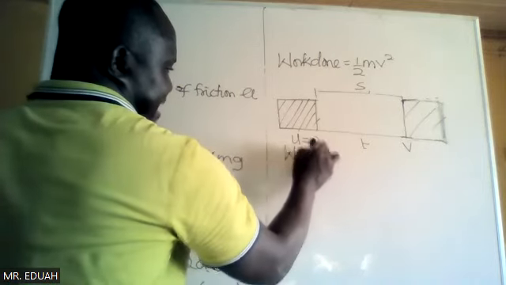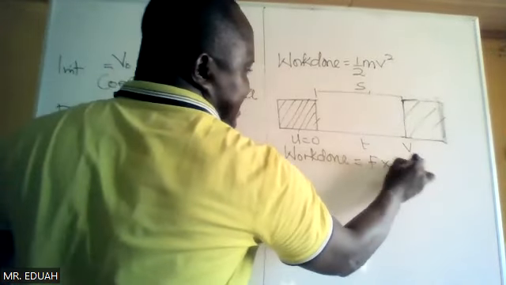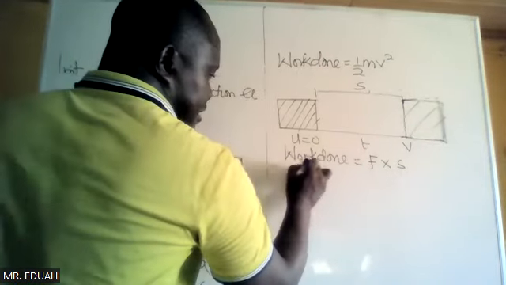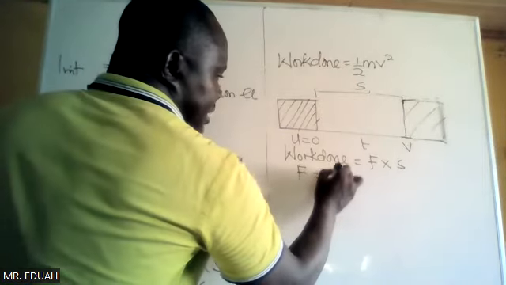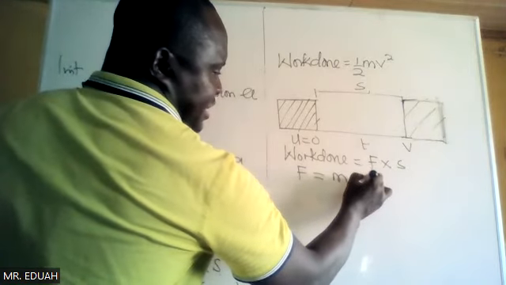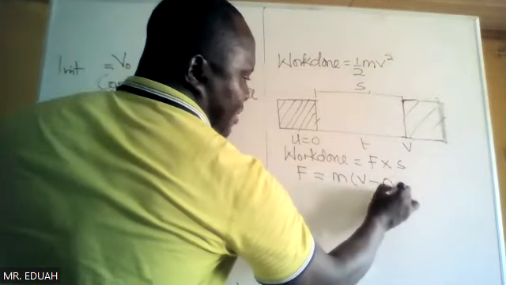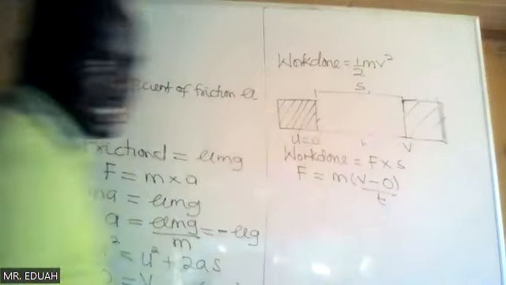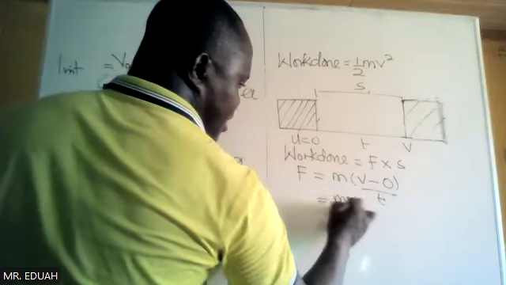So the work done, which is force times distance. What is the force? The force would be equal to the mass of the body times the acceleration. And the acceleration will be the final velocity minus the initial velocity, all divided by the time taken for this transition. So the force is equal to mv on t.